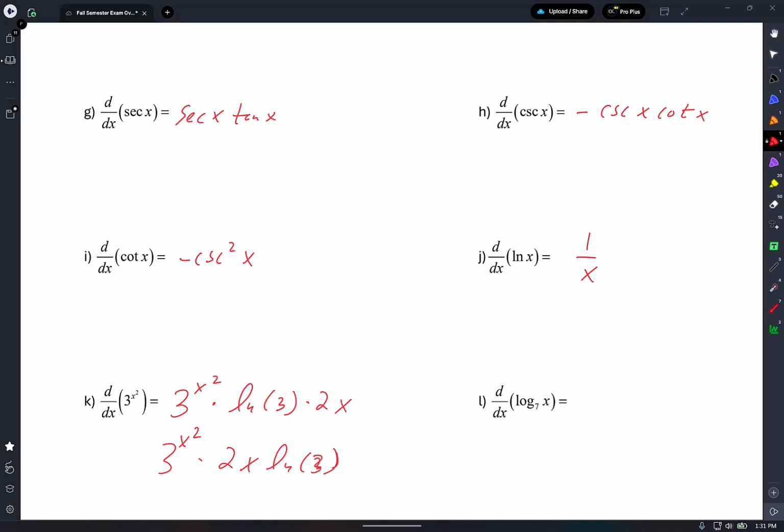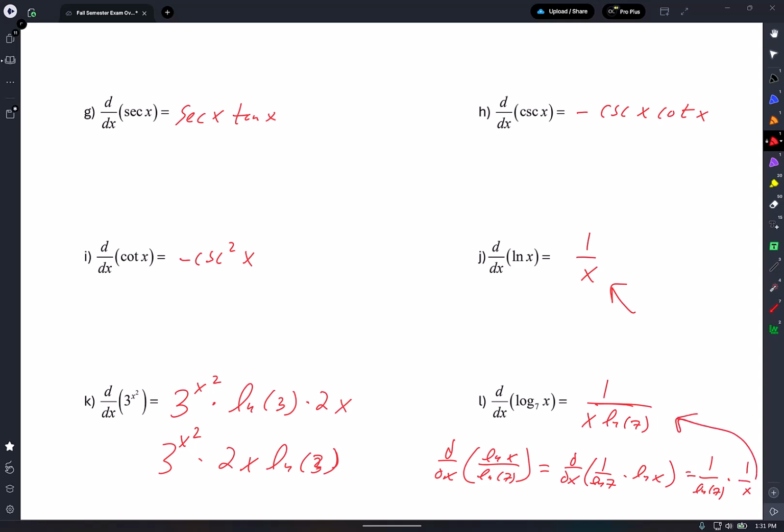The derivative of this is 1 over x ln of 7. There it is. Now you could always do the change of base formula, guys. d/dx of log base 7 of x is the same thing as saying ln of x over ln of 7, from your pre-cal days or maybe your algebra 2 days. So if you were to continue with that logic, you could say 1 over ln of 7 times ln of x. And then 1 over ln of 7, that's just a constant. So the derivative of ln of x, you already have it right here. That's 1 over x. So 1 over ln of 7 times 1 over x, which will get you back to here.